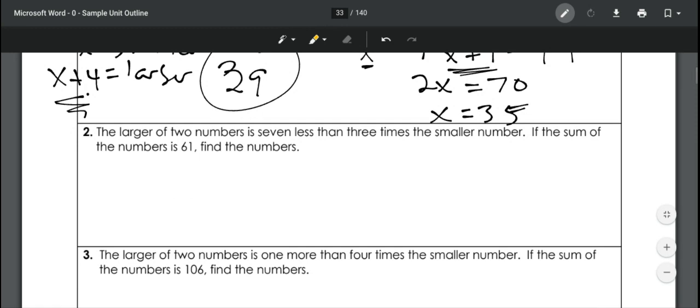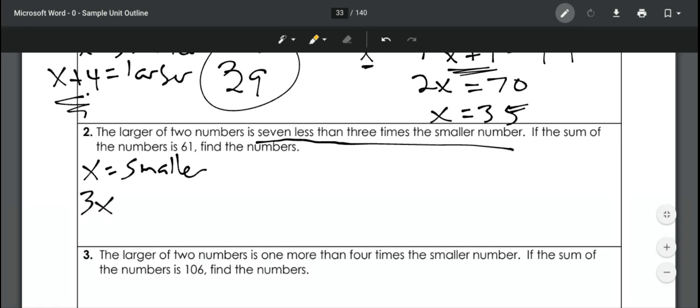Number 2, the larger of two numbers is 7 less than 3 times the smaller. So again, I'm going to do x is the smaller. The larger is 7 less than 3 times the smaller. So 3 times the smaller and then 7 less than. And that is the larger.